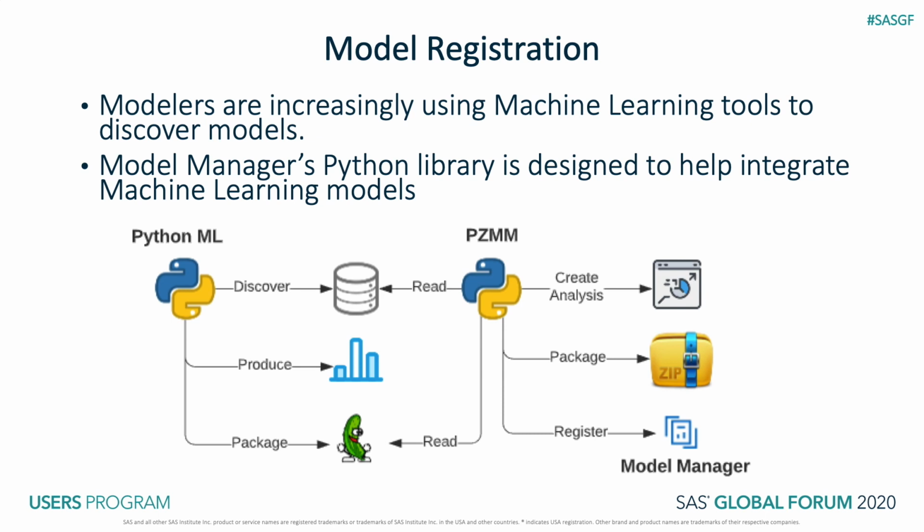Our Python library, named PZMM, provides methods to read the machine learning models and extract useful analytic data. The processing captures metadata that is important to model analysts, including the input and output variables, fit statistics, and lift and ROC charts. At the same time, code is generated for executing the packaged model, both inside of Model Manager and in production deployments. PZMM then packages the model and registers it with Model Manager for the next steps of the life cycle.